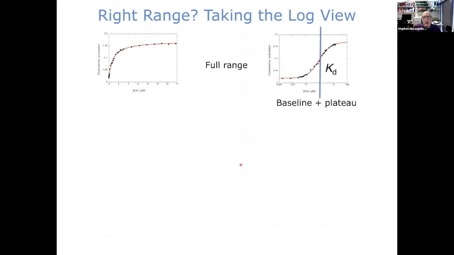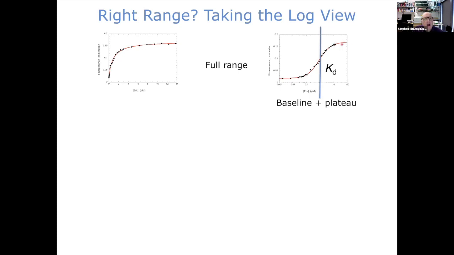As Chris mentioned earlier on, putting things into log is sometimes very revealing. So here's a binding curve, again, a fluorescence polarization. Have we actually got the full range? Well, if we have a look at the log view of concentration, we can see we've got a baseline here where there's the free fluorophore, and here we're getting up to saturation where there's no further change.